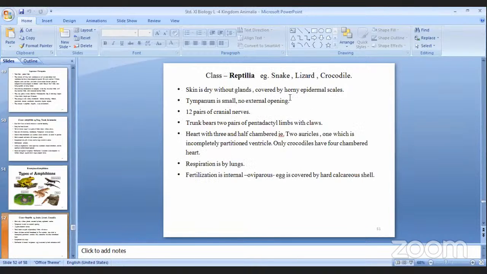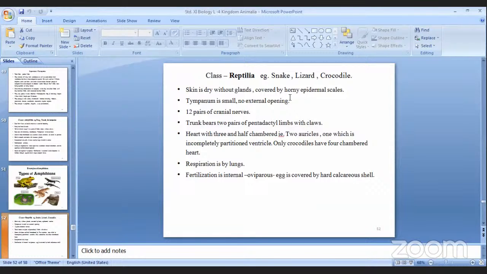Next comes the reptilia. Examples are snake, lizard, and crocodile. There are many examples, students. I have just quoted 2-3 for you. Then skin is dry without glands, covered by horny epidermal scales. Tympanum is small, no external opening. Then 12 pairs of cranial nerves are seen. Then trunk bears 2 pairs of pentadactyl limbs with claws. Penta means 5, like we have 5 fingers, isn't it? So that is pentadactyl limbs with claws.